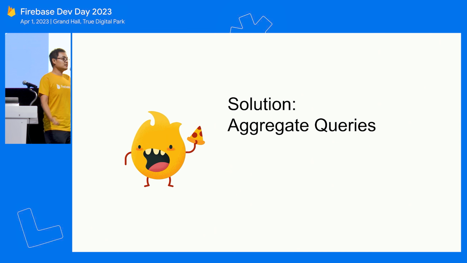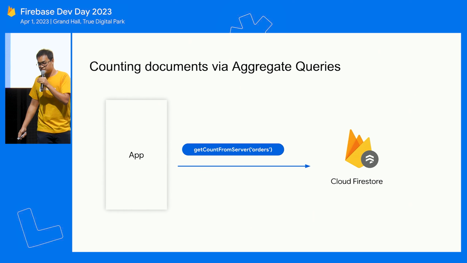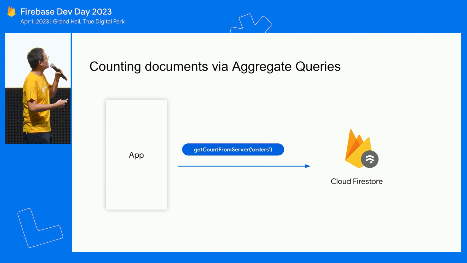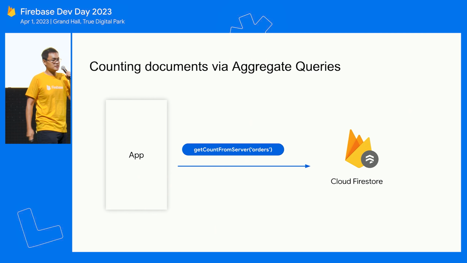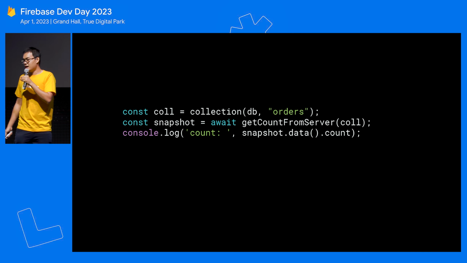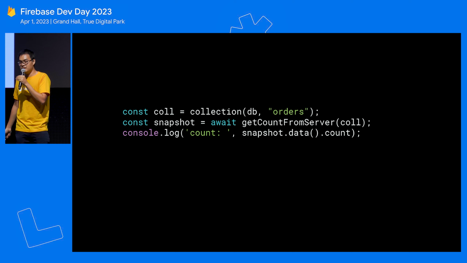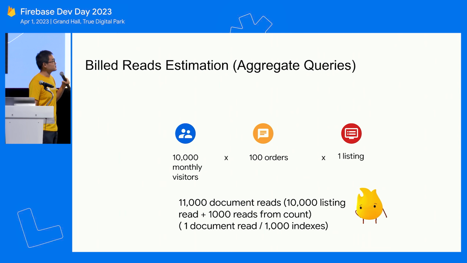So the solution here is to use the aggregate queries that were shared earlier on, which is really great. All you need to do instead is change your code to just call get count from server and put in your Firestore query. Here's a very simple sample code, right? It's very simple to do. Just query your data as normal, nothing fancy, and just use the get count from server.